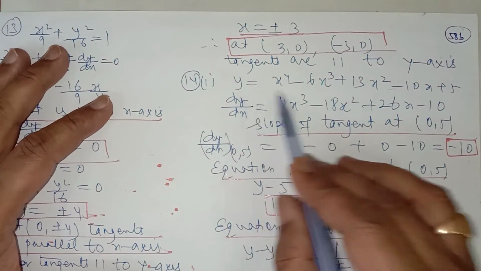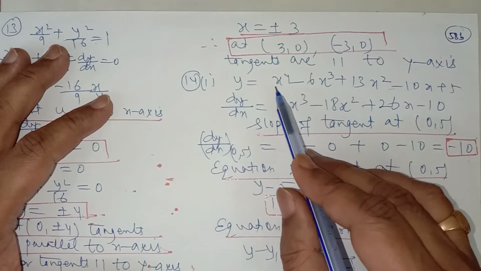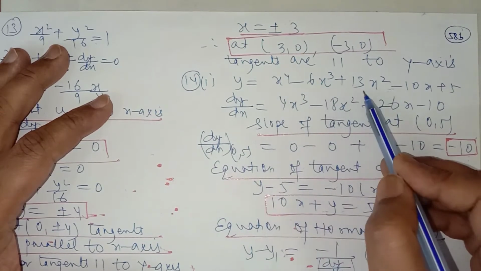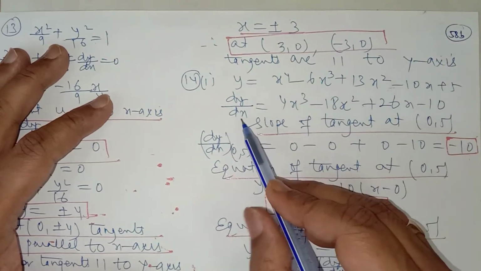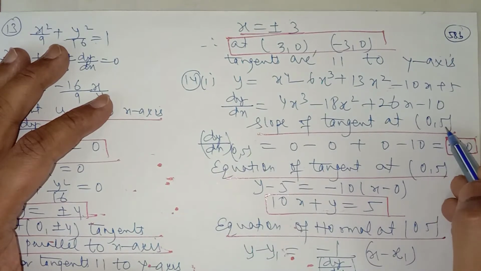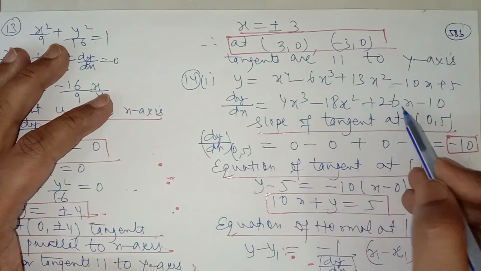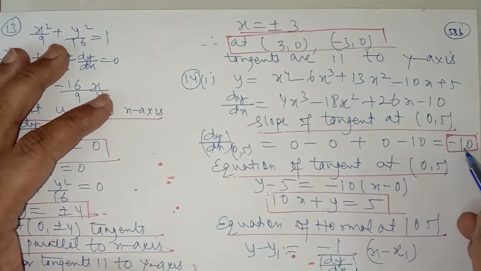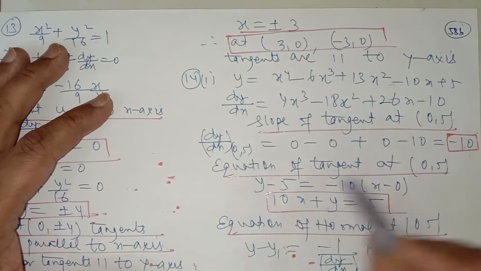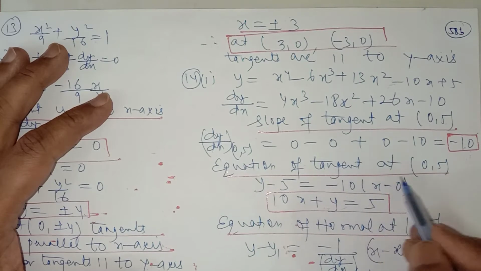So first of all, the curve is given. Differentiate d by dx of 4x cube minus 18x square plus 26x minus 10, and you have to find the slope of the tangent at the point (0, 5). So replace the value of x as 0 and y as 5. So 0, 0, 0 minus 10. So this comes out to minus 10, which is the slope of the tangent. Now you can easily find the equation of the tangent at the point (0, 5).